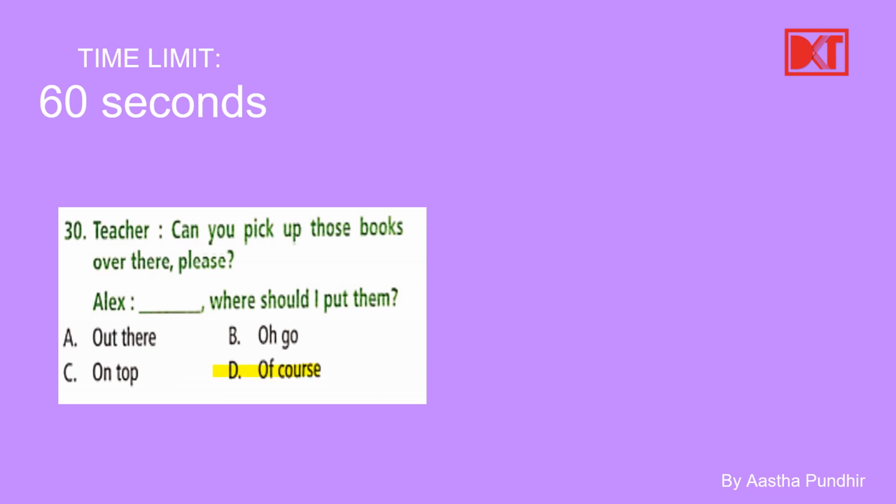Of course, something that we use that, why not? Okay, when teacher says, can you pick up those books over there? Alex nods in agreement. He's agreeing and saying, why not? Why will I not put them up? So of course I can do it. And where should I put them? All right, that's when we use of course. That's it. Let's move on to the next question.